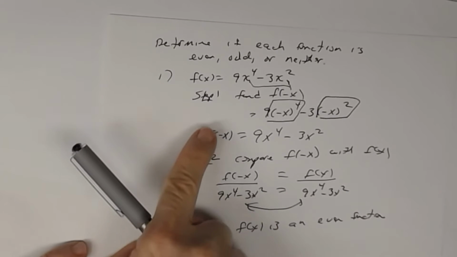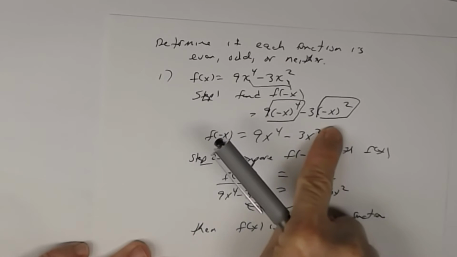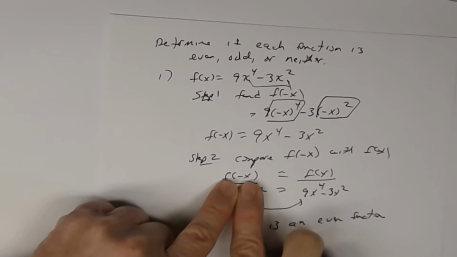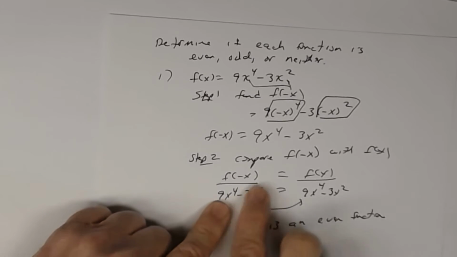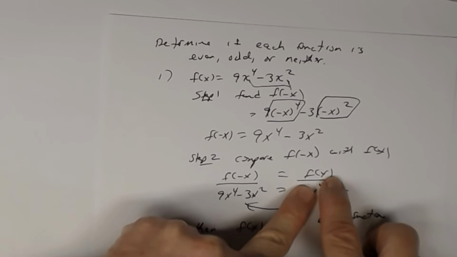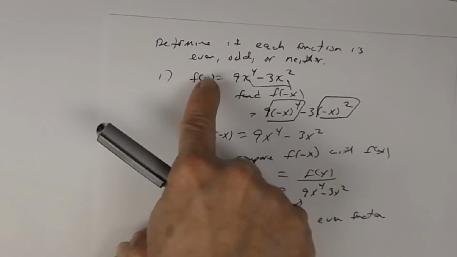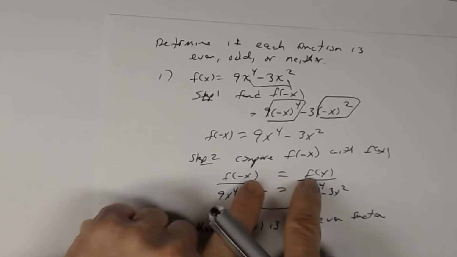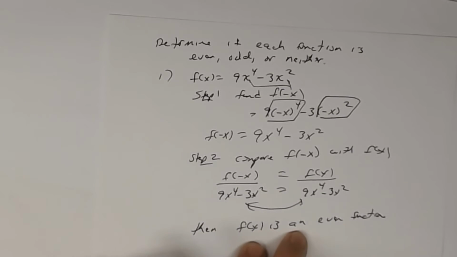That's why I would do this. So step one, find f of negative x. Step two, you compare. So what I would do first is write f of negative x, put what I just found it to be right here. Then write f of x right under that, put what f of x is, that's the original, and then compare them. You notice those are equal, so it's an even function.